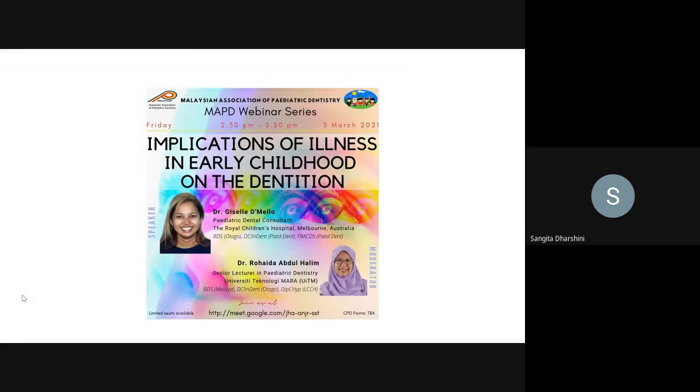Still on Botox, it's an IM injection. Still on Botox, Dr. Ilham is asking whether you would use it for severe bruxism in your patients.